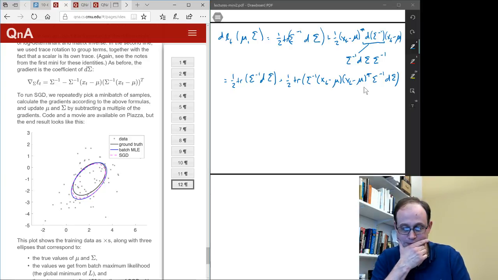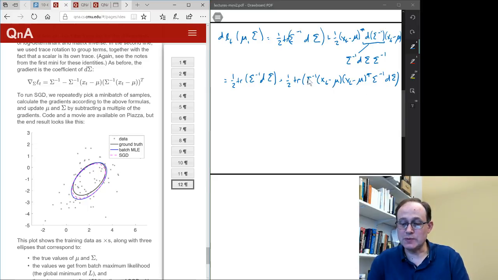And then stochastic gradient descent works the way the code shows, which is you repeatedly pick a mini batch. This is the gradient with respect to one example. The gradient for a mini batch is just the average of this over all of the samples in the mini batch. And so we repeatedly pick a mini batch, compute the gradient of each example, average over all examples in the mini batch, and use that to update our mean and variance.